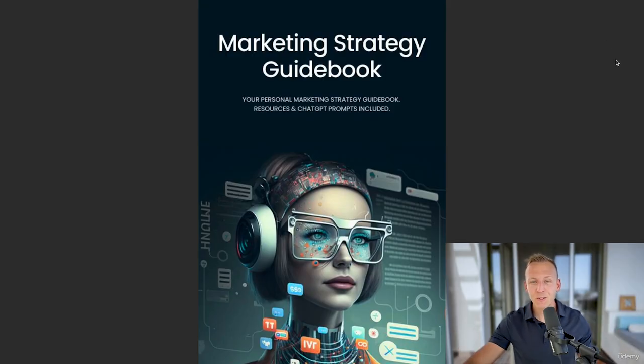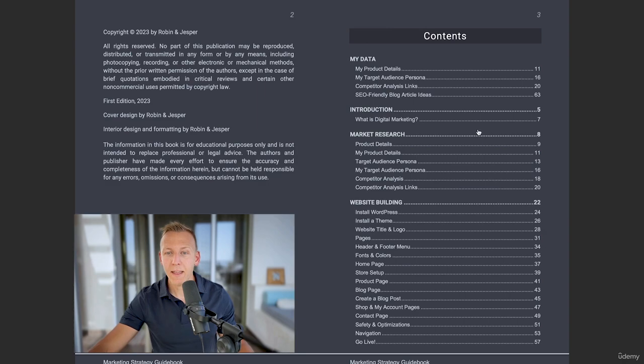So the first thing we're going to do is make sure that we are in our guidebook. We're going to open it up, and then we're going to go to the market research section, because that's where we are, move down to product details, and then click there.